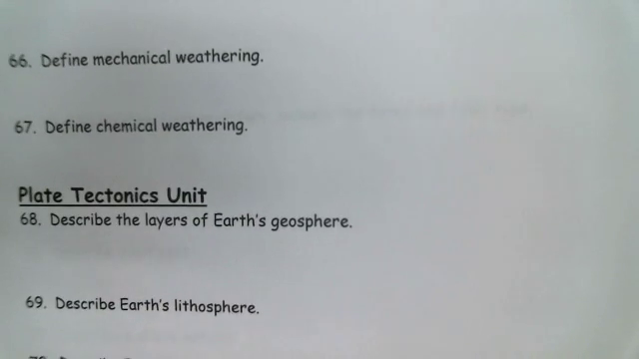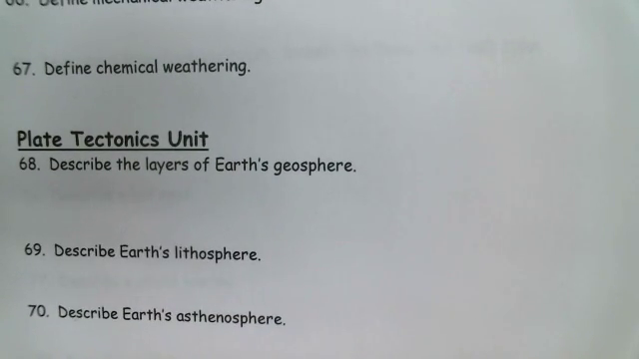Number 68. Describe the layers of Earth's geosphere. The inner core is solid iron. The outer core is liquid iron and nickel. The mantle is like Play-Doh. It's a solid but still flexible. And the crust is a brittle solid.